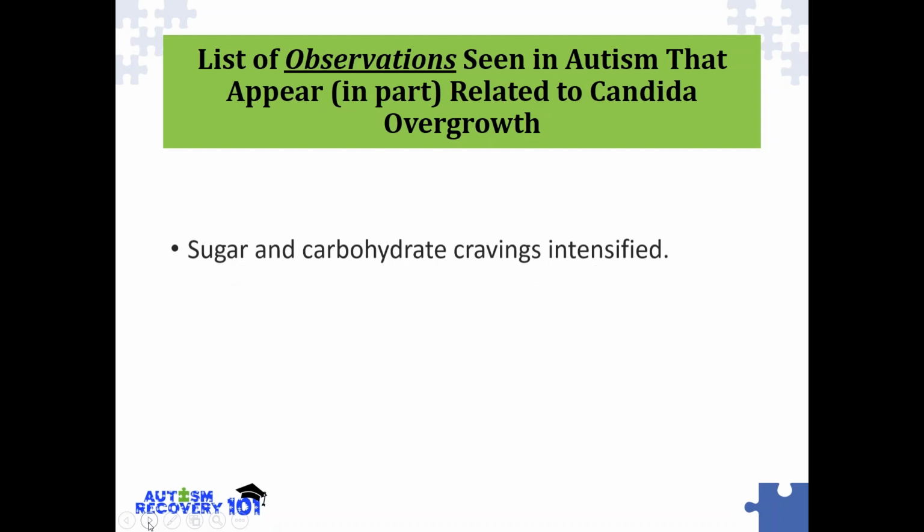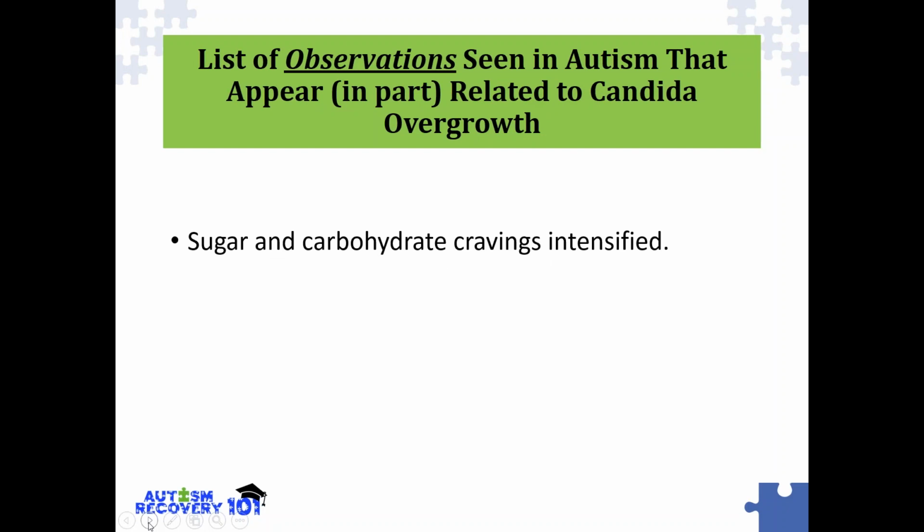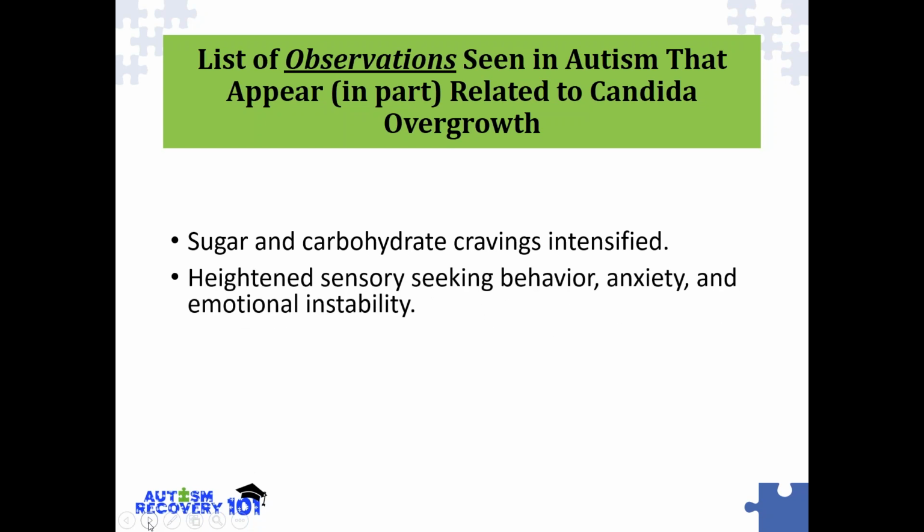So what are some observations seen clinically in practice that, at least in part, appear to be related to Candida overgrowth? Well, sugar and carbohydrate cravings are often intensified in people who have a lot of Candida problems. Now, a lot of kids tend to like sugar and carbohydrates anyway, so it's hard to say that it's all due to yeast, but that's something that's certainly seen with adults as well.